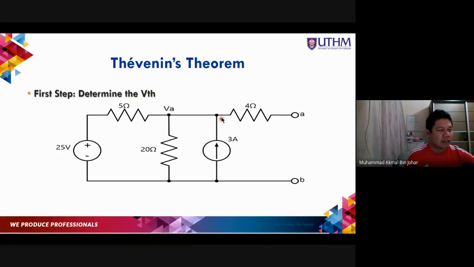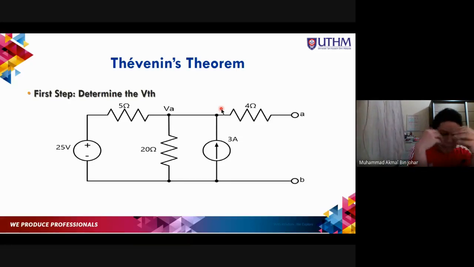Adakah kita akan introduce another node here? Jawapannya tak apa, tak perlu. We don't have to introduce another node at this point. Why? Because this point and this point don't have any resistance between them. That means there is no voltage drop. If we take a multimeter and measure from here to here or here to here, it will be the same because there is no voltage drop from VA to this junction. So we don't have to add another node here that will confuse you later on how to solve it.